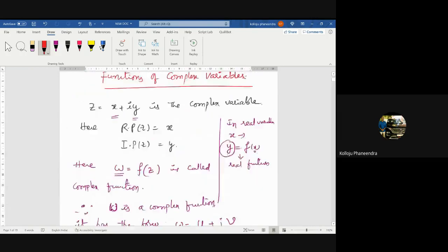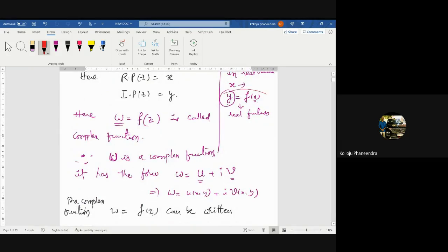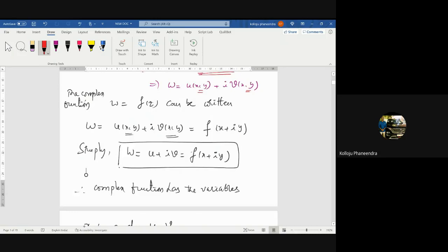Once again, let me explain the concept. You know complex variable. Coming to complex function, like a real function y equal to f of x, there is a complex function w equal to f of z. Since w is a complex function, it must have the complex form, that means real part plus imaginary part. So w is taken of the form w equal to u plus iv, where u and v are functions of x and y. Therefore, w equal to f of z can be written as u plus iv equal to function of x plus iy.